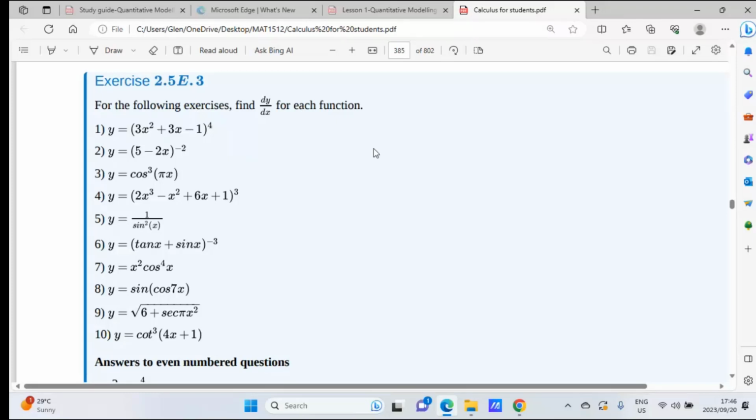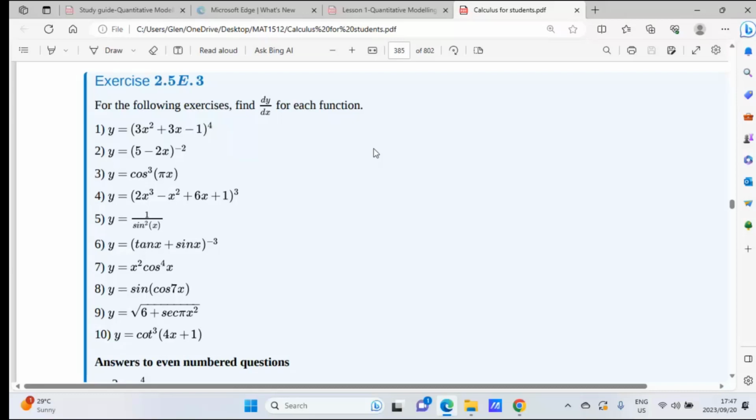My number 10 is negative 12 cot squared bracket 4x plus 1 close bracket multiplied by cosec squared open bracket 4x plus 1. Marvelous, my man. Thank you very much, family.